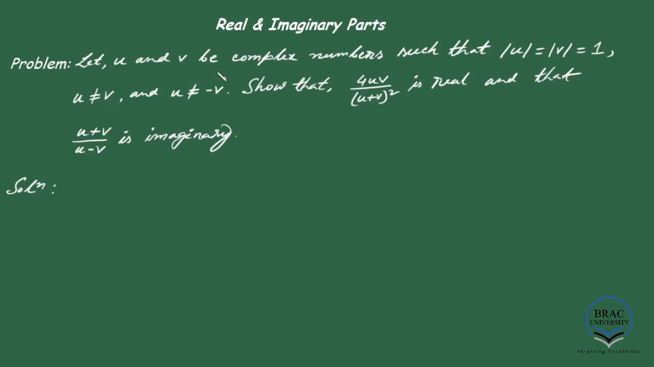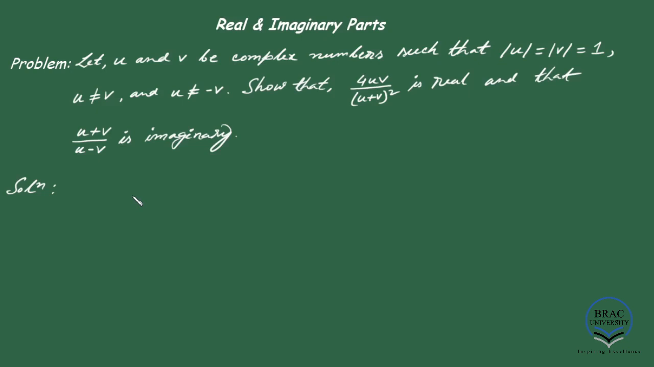Let u and v be complex numbers such that the magnitude of u and the magnitude of v both equal 1, and u is not equal to v and u is not equal to negative v. So we have to show that the given number, 4uv over (u plus v) whole squared, is real. On the other hand, we also have to show that this number, (u plus v) over (u minus v), is imaginary.